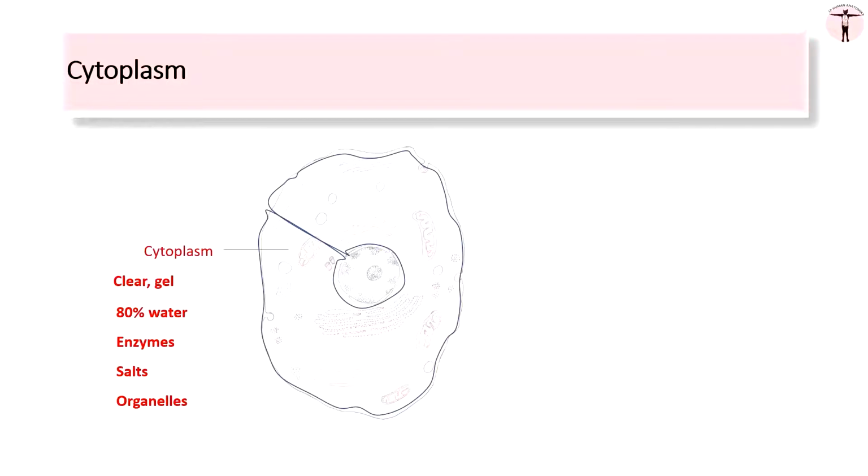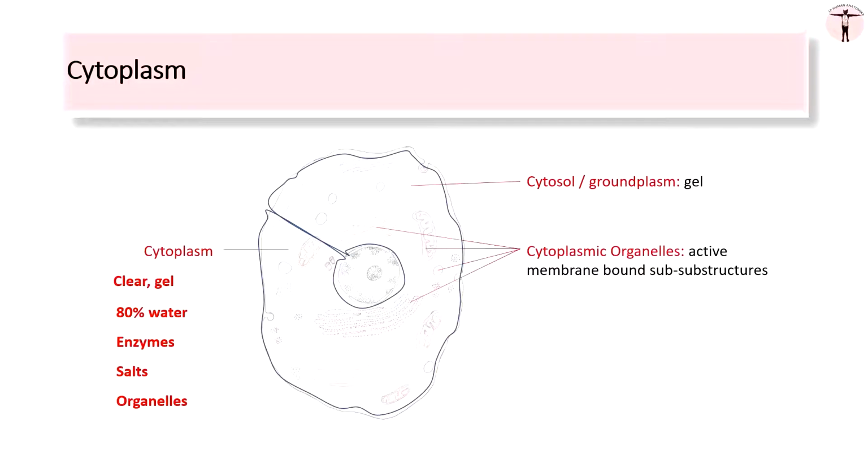The three main components of cytoplasm are cytosol, a gel-like substance, the cell organelles, which are the cell's internal active membrane-bound substructures, and various cytoplasmic inclusions or paraplasms, which are insoluble substances. Organelles and inclusions are suspended in cytosol.